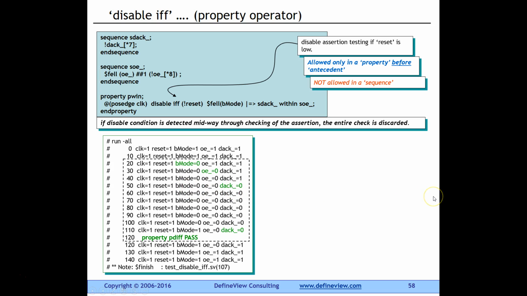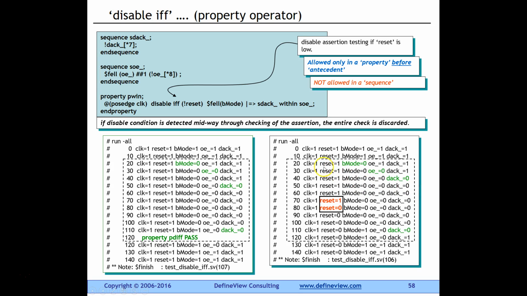Now let's see what happens if the reset goes low. On the right hand side of the log, you see the reset goes low during the execution. This is exactly the same from 20 to 120. During the execution of this property, reset goes low. Now, important thing to note here is it will discard this entire assertion if the reset goes low in the middle of the property. It's not that it discards and gives you a fail indication. It won't give you a fail indication, and obviously it won't give you a pass indication. It will simply discard it.